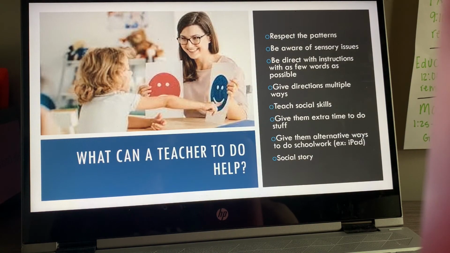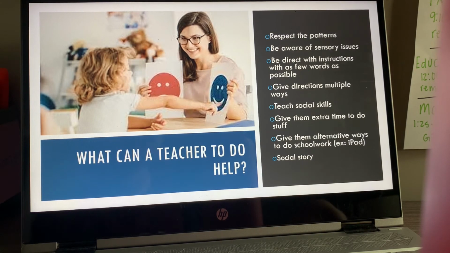So another big thing, what can a teacher do to help? Because the teacher is there to help all the students no matter what they have, if they're on the spectrum, if they're not. But what can a teacher do to help? So the first thing the teacher can do to help is just respect the patterns. Students with ASD tend to have patterns, and once the teacher is aware of those patterns and really learns them, y'all can be on the same page about everything. And once you respect those patterns, it's going to be a smoother ride throughout the school year.